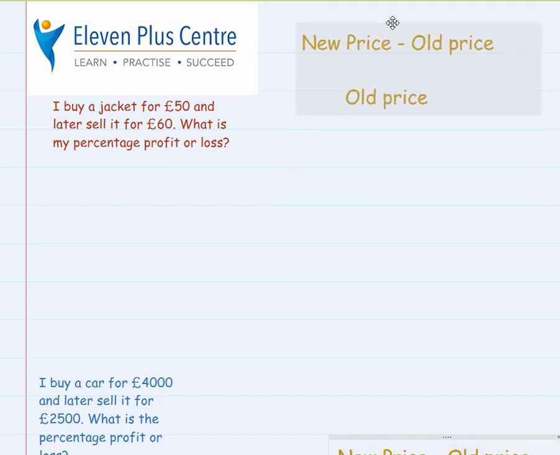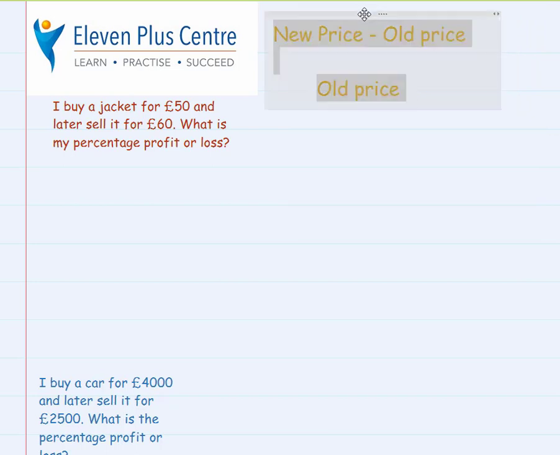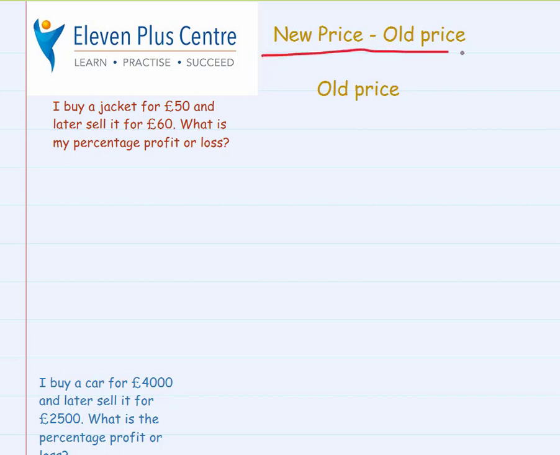In order for us to calculate this, we're going to use something called a formula. And all you've got to do, I've done the hard bit, all you've got to do is just put the numbers in the right place. So it's the new price, take away the old price, divided by the old price, and then the answer you get, you multiply it by 100. And I'll show you what I mean now. So I buy a jacket for £50, that's my old price, and I'm now selling it for £60, that's my new price. So it's quite simple.